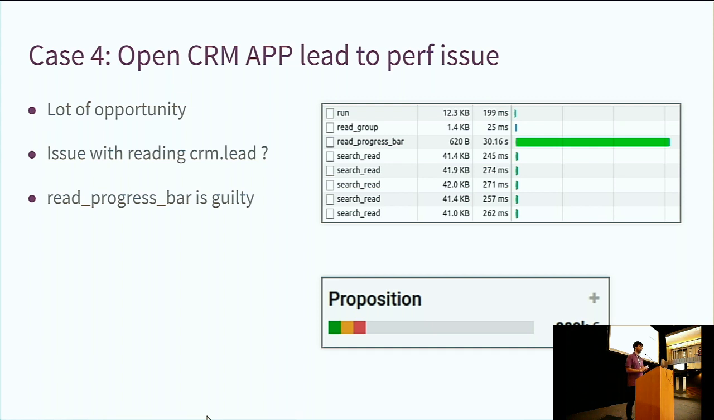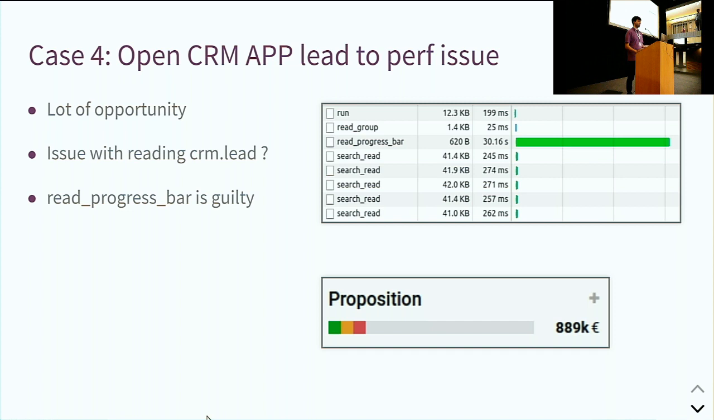This is not the search read or the read group. It's a read progress bar. This is something that computes the values needed for the progress bar on top of each column. So if you are looking at reading CRM leads, it's not actually the right place to look. You know exactly with this where to look and where to start your investigation.